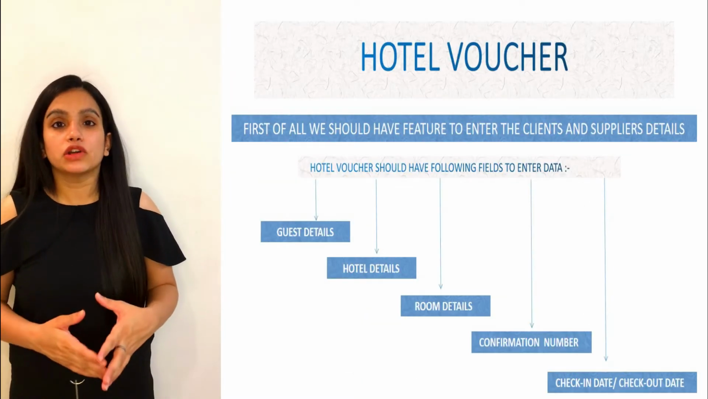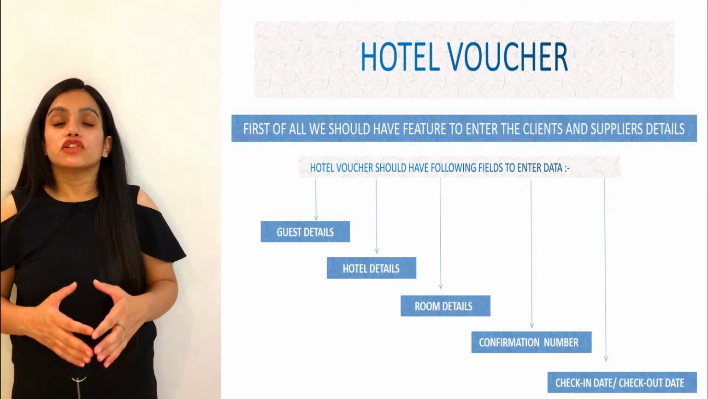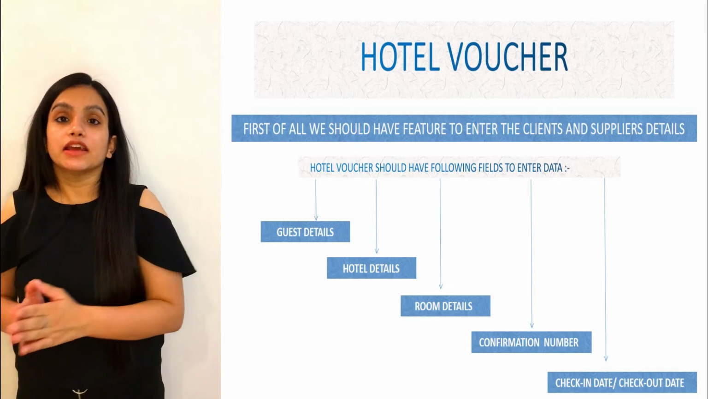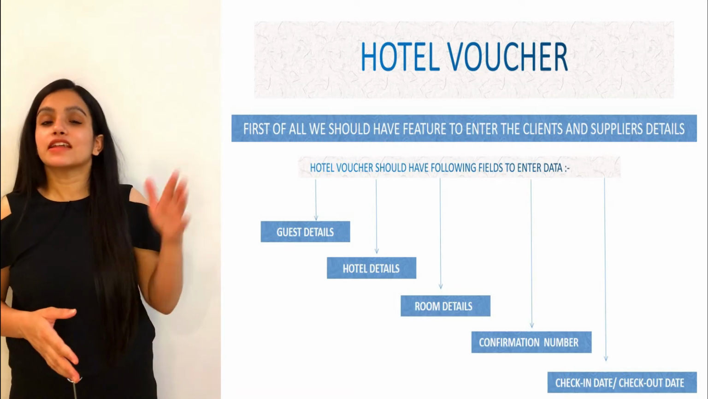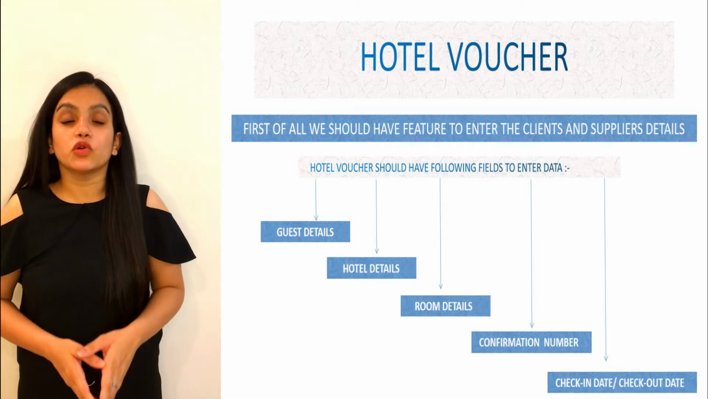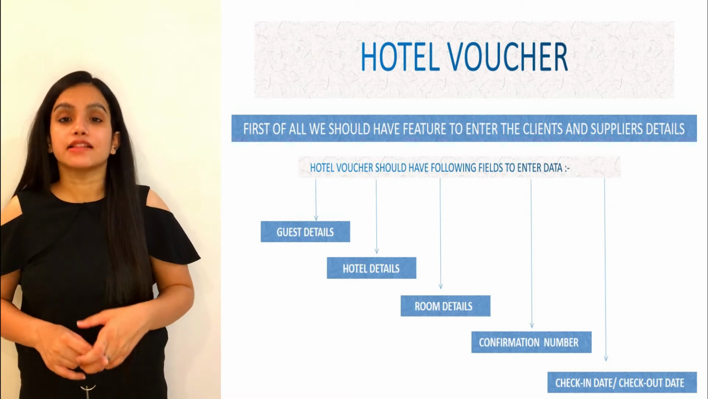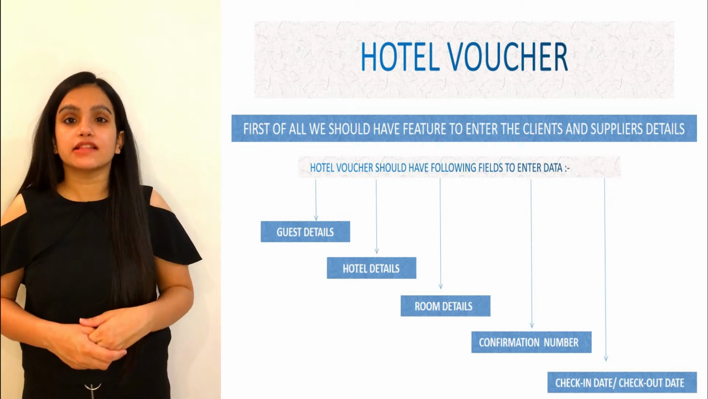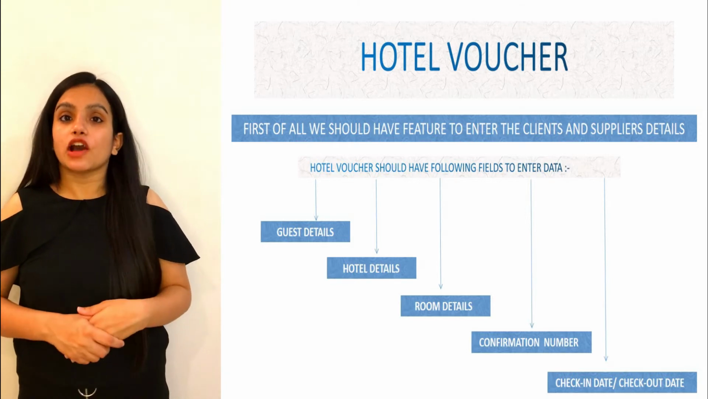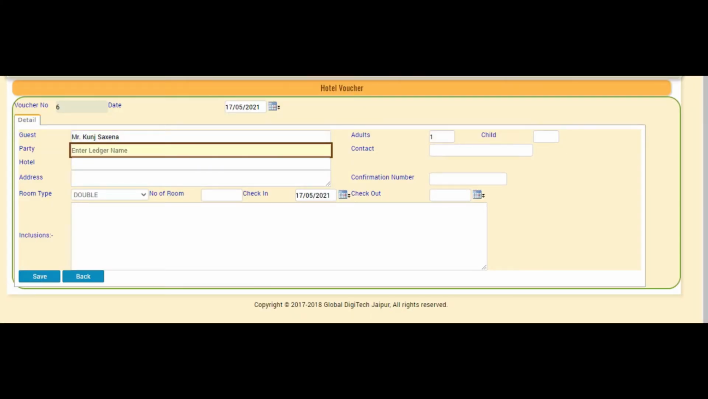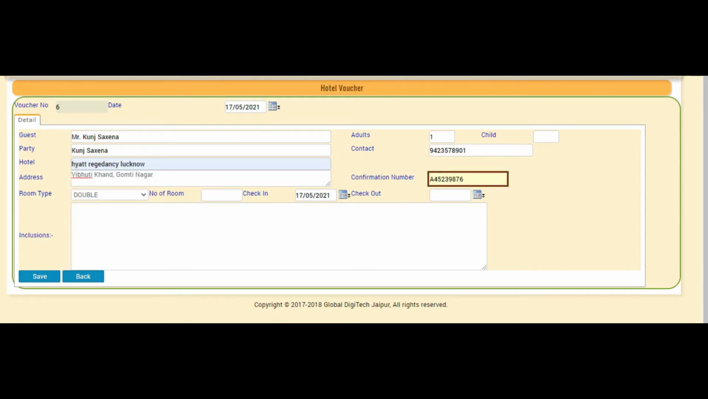For creating a hotel voucher, first of all, we should be able to enter the details of supplier and the client in the software. As we discussed in the previous video, when we create a hotel voucher in the software, we should be able to enter the guest details, hotel details, room details, confirmation number, check-in and check-out dates and inclusions if any. I am creating a hotel voucher over here. I have entered all the stay details with confirmation number and now clicked on the save button.